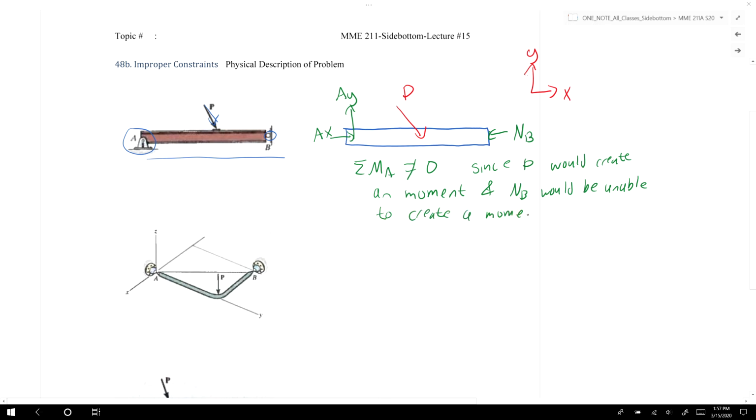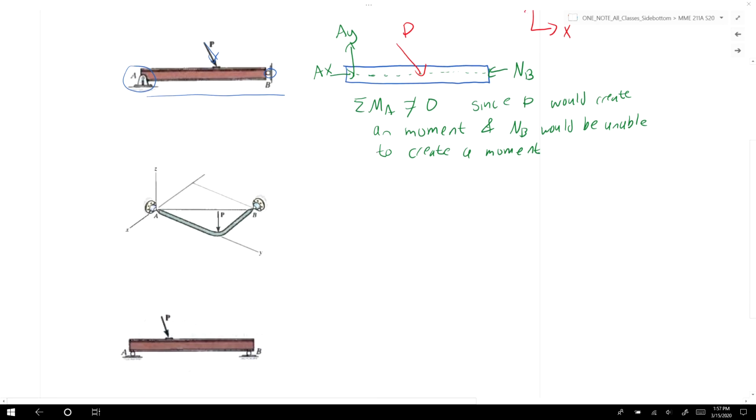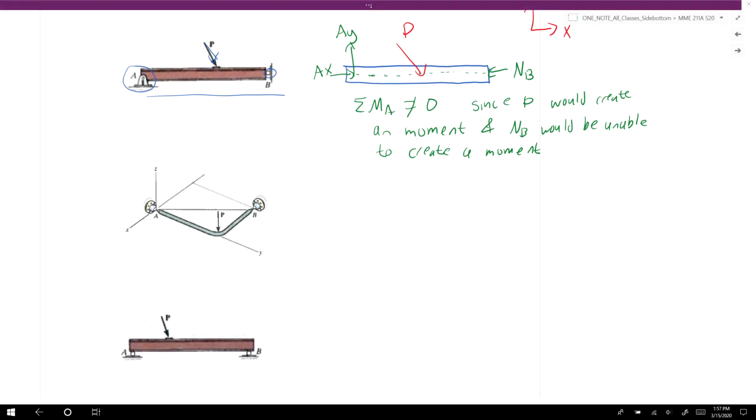The reason that NB cannot create a moment is it goes along the same direction, or it goes through point A, so it'd be unable to create a moment about that point. Right? So for the next couple of cases we draw out our free body diagram.